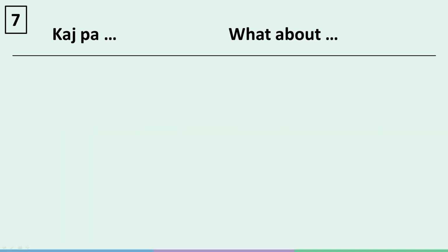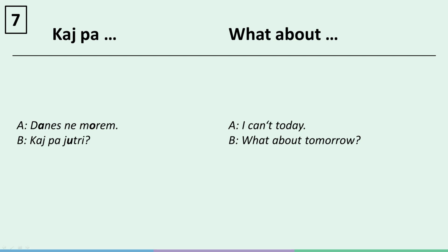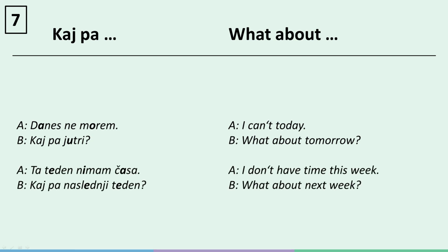Kaj pa is the English what about. It's used when you're asking for information or making a suggestion. Danes ne morem. Kaj pa jutri? I can't today. What about tomorrow? Ta teden nimam časa. Kaj pa naslednji teden? I don't have time this week. What about next week?